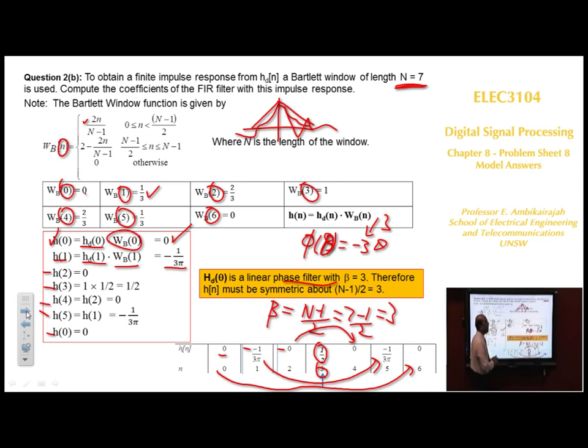So always for a linear phase filter, you must calculate the symmetry position, which is N minus 1 over 2. As soon as they say linear phase filter, you know the coefficients are going to be symmetrical. And where do you get the position? The center position, the symmetry position is N minus 1 divided by 2. Okay? So beta equal to N minus 1 divided by 2, 7 minus 1 over 2, which is 3. So that's the coefficients for that particular linear phase filter.